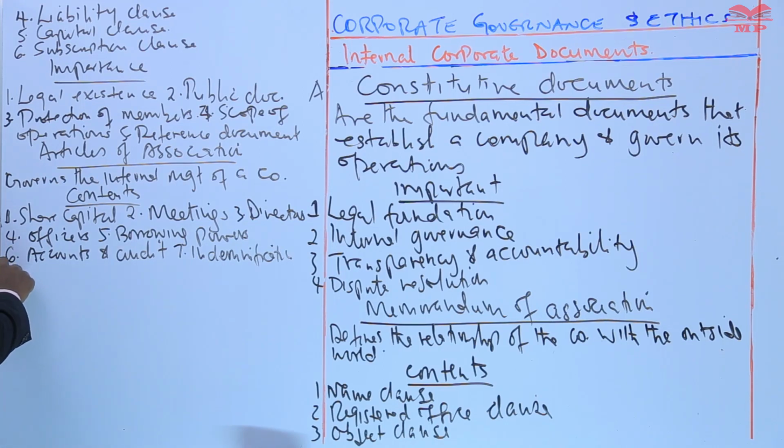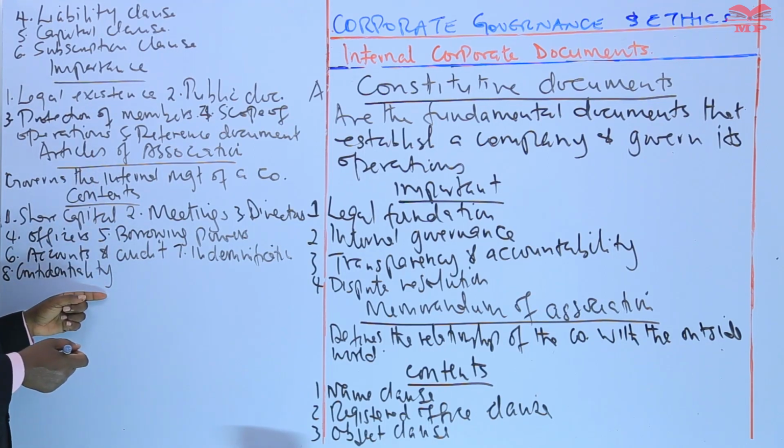Eight, confidentiality. This refers to rules to maintain confidentiality of the company's sensitive information. The articles should also stipulate the issues to do with confidentiality, particularly when it comes to sensitive information of the company.